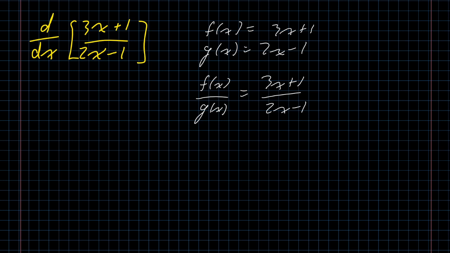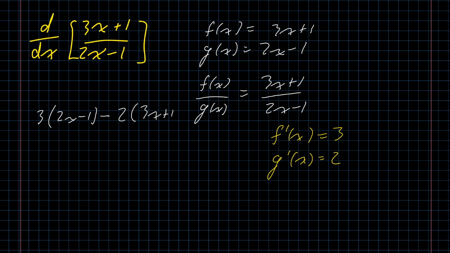All right. So this is a quotient. That means I'm going to use the quotient rule. In order to do that, I'm going to need to know that f prime of x is 3 and g prime of x is 2. So remember, the quotient rule tells us that the derivative of the rational is going to be f prime times g, 2x minus 1, minus g prime, 2, times f, which is 3x plus 1, all over g, 2x minus 1 squared.